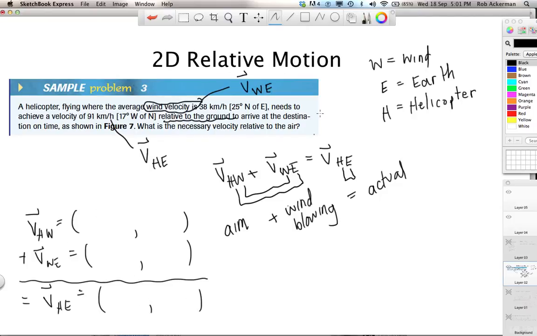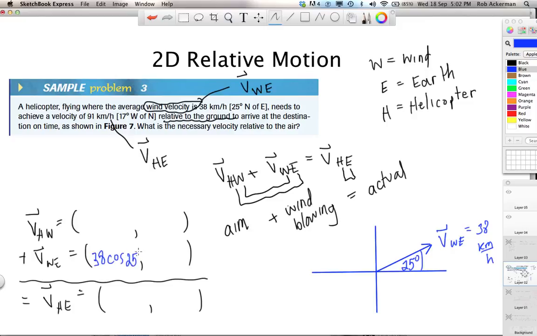Now, let's try to draw these vectors really quickly and see what exactly their components are. So, for example, let's just get that going there, north, south, east, west. The VWE is 38 kilometers per hour, 25 degrees north of east. So where is 25 degrees north of east? That would be something like this, with a 25 in here. That's the velocity of the wind relative to Earth. It has a magnitude of 38 kilometers per hour. Okay, so if we do components for the velocity of the wind relative to the Earth, we're going to have 38 cos 25, and this of course will be 38 sine 25.